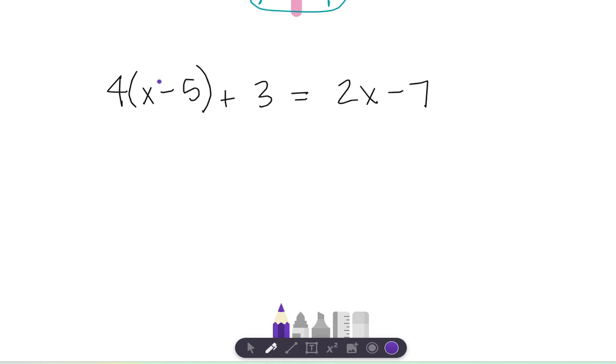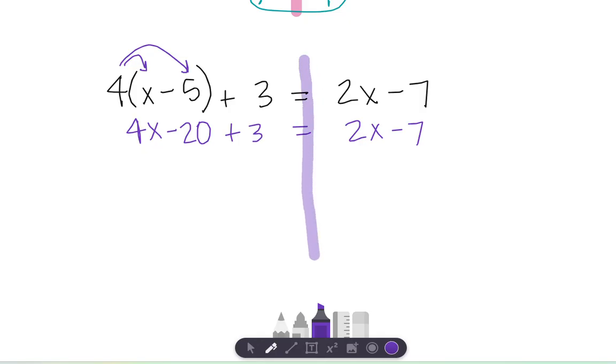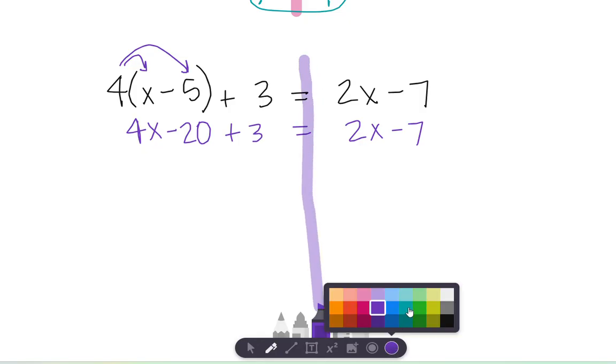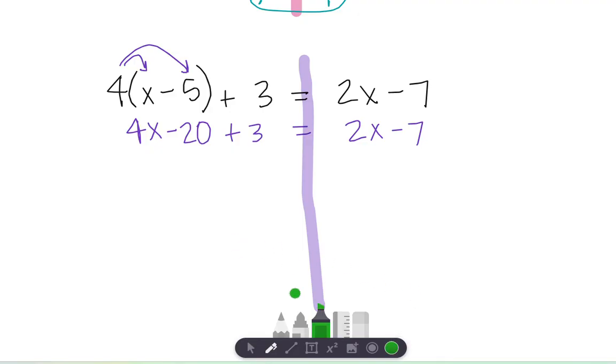If I see parentheses, I want to distribute first. So this is going to be 4x minus 20. Bring all the rest of this stuff down. I have distributed. I'm going to separate my equal sign. And now let's deal with like terms. Over here, I do see some. I see negative 20 and plus 3. Negative 20 plus 3 is negative 17. And I'll bring the rest of this down.